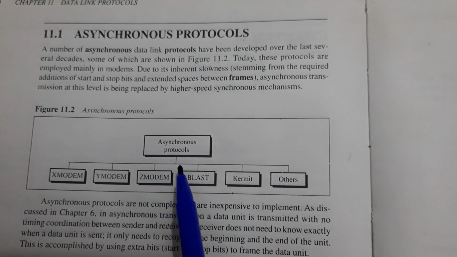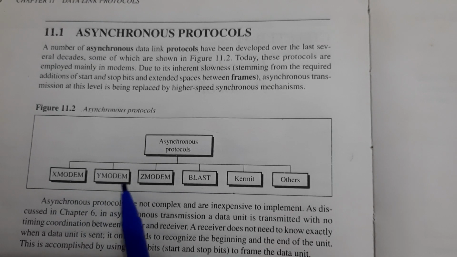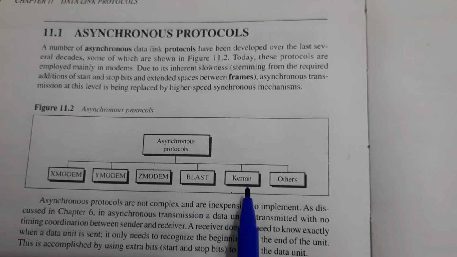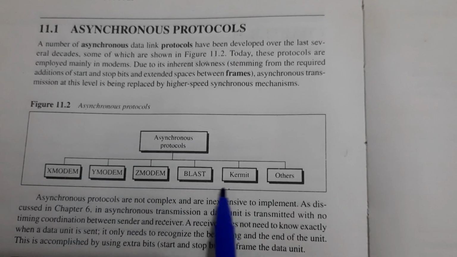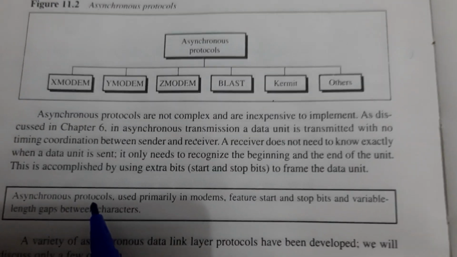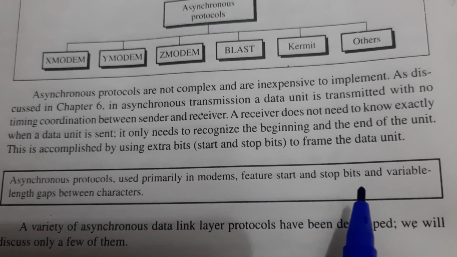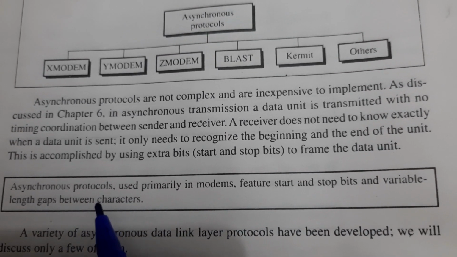The categories of these asynchronous protocols can be XModem, YModem, ZModem, BLAST and Kermit, and we can see these five in this video. These asynchronous protocols are used primarily in modems and feature start and stop bits and variable length gaps between characters.